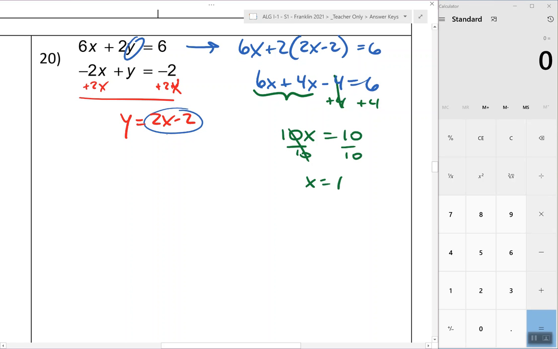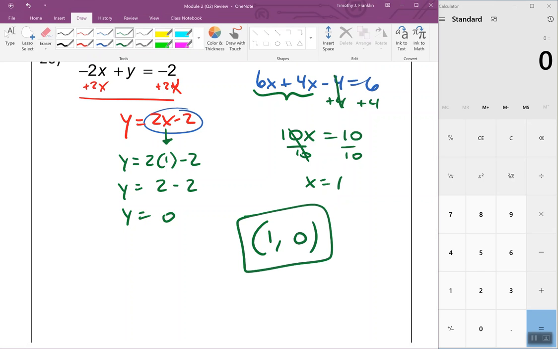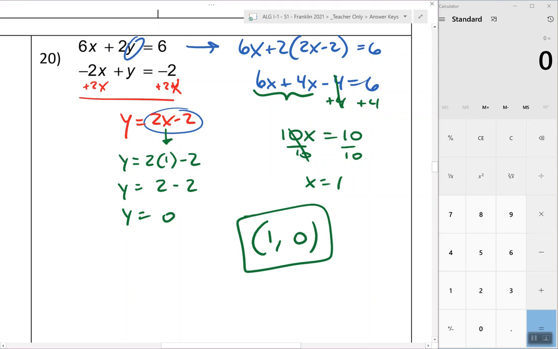And then I can plug that in right here. So 2 times 1 minus 2. 2 minus 2 does equal 0. So again, we have 0 for y. 1, 0 for the solution. And just like before, you should check that answer. So 6 plus 0, that does equal 6. And then negative 2 plus 0 does equal -2. So that worked out.